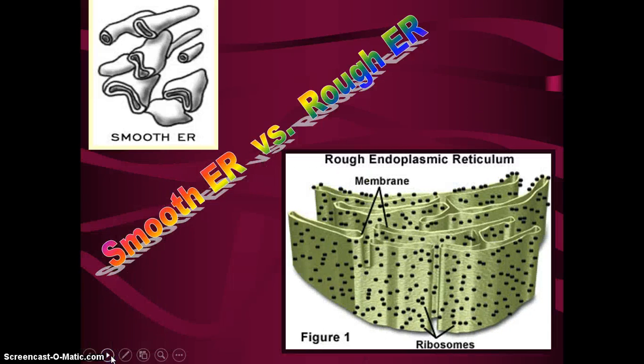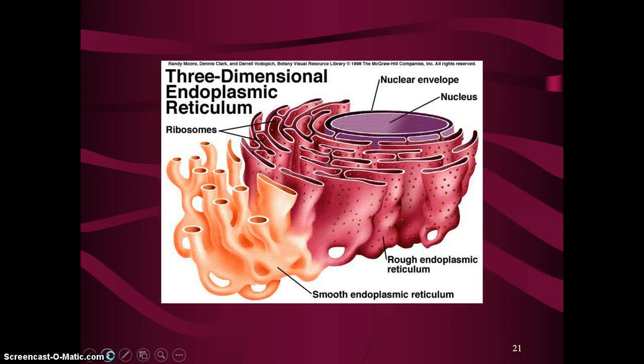So there's the smooth ER versus the rough ER, the ribosomes. This is three-dimensional, and you notice how the rough ER is actually connected to the nuclear membrane, and we have it out here where we have no ribosomes and ribosomes here, so the rough and the smooth are actually attached to each other.